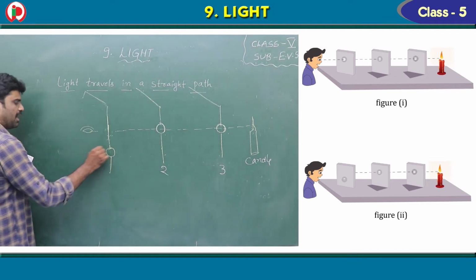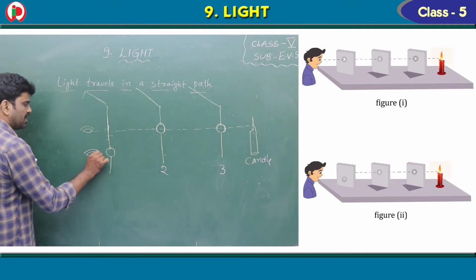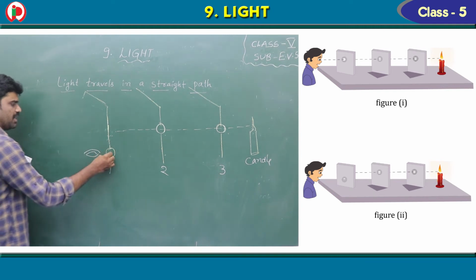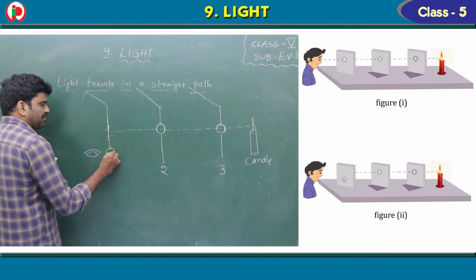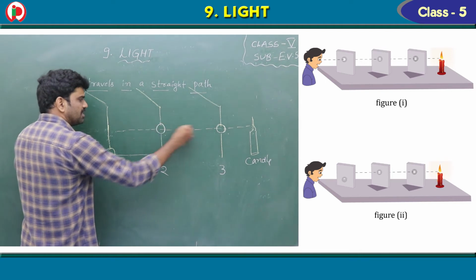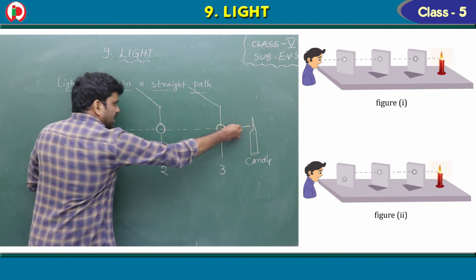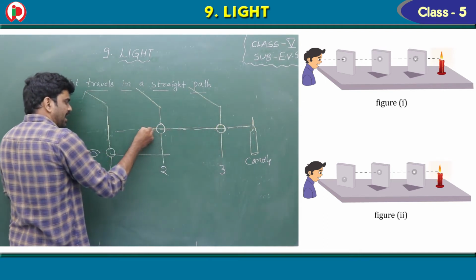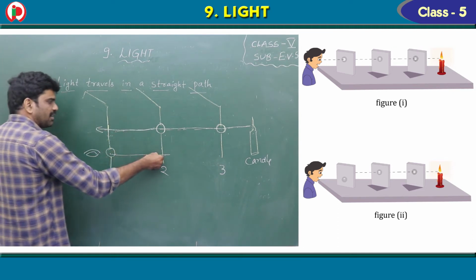Why? Because we have to see from this position. If you see from this position, we can't see. Why? Because the second hole is here, the third hole is here. The light comes in this way, and the light will come in this way only, not in this way.